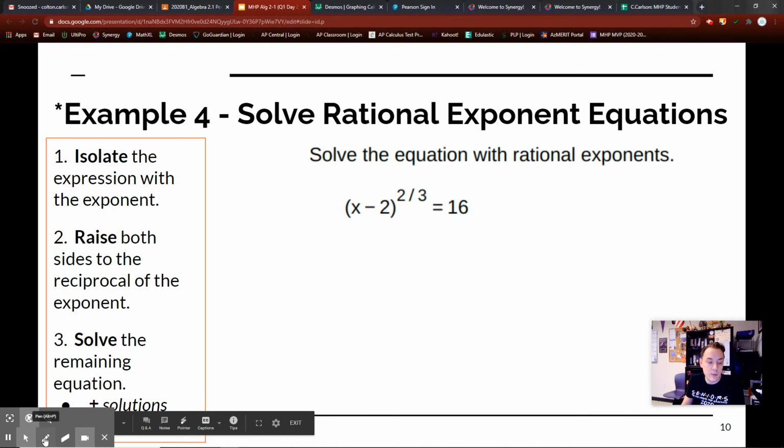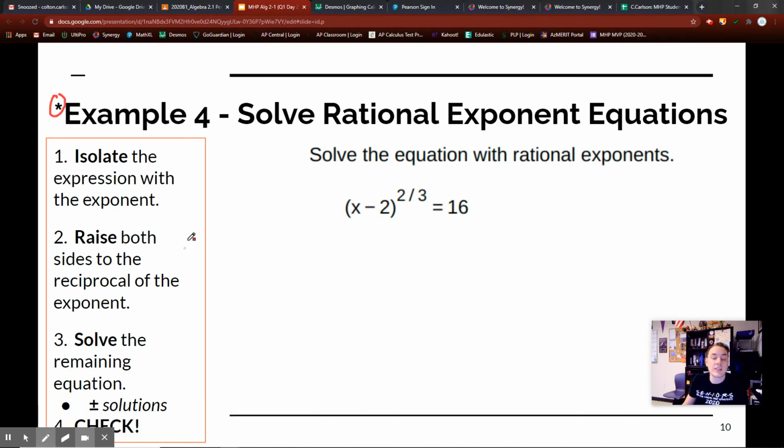So this one's going to be rather interesting. I would definitely mark this because there's something slightly different than the other ones that we just did, and that is, of course, number 3. When we solve the remaining equation, I will have what we call plus or minus solutions.